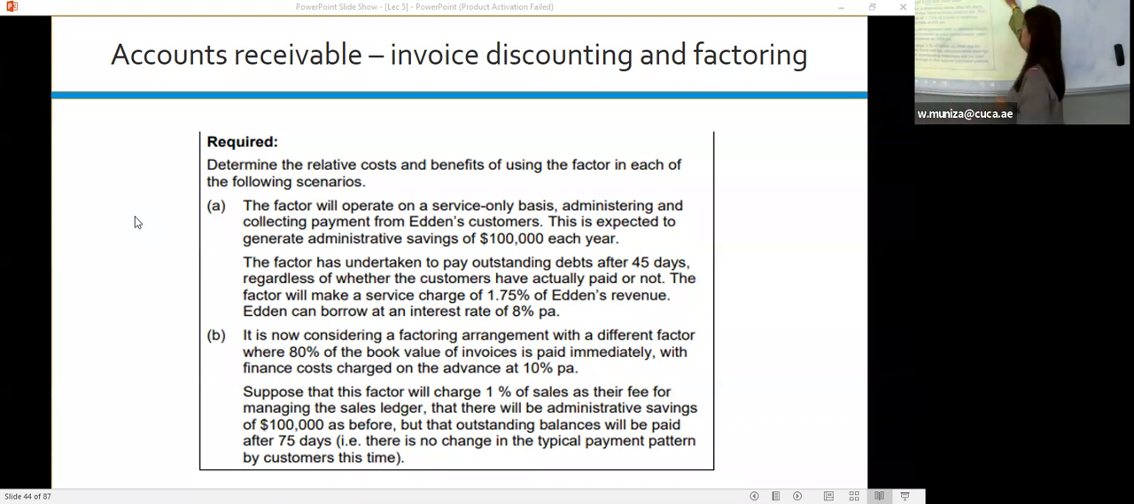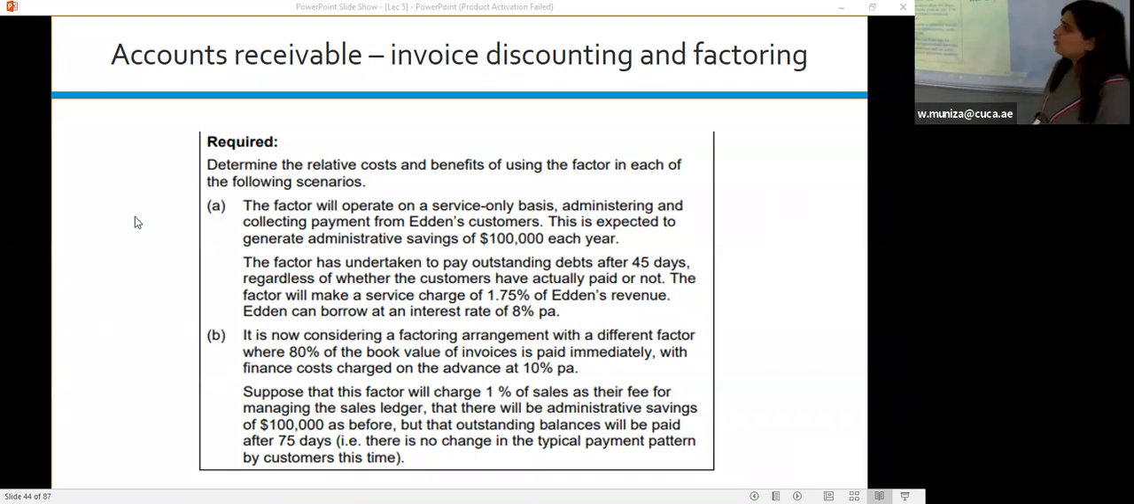So the first benefit in front of us is administrative savings. How much? $100,000. The factor has undertaken to pay outstanding debts after 45 days, regardless of whether the customer has actually paid or not. Whether the customer has paid or not, the factor is going to pay the company within 45 days. The factor will make a service charge of 1.75% of add-ins revenue.